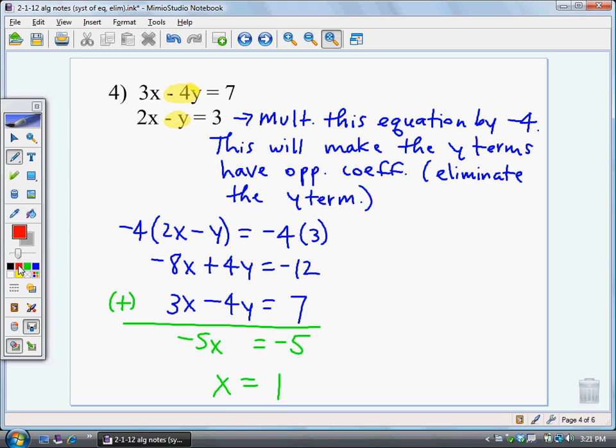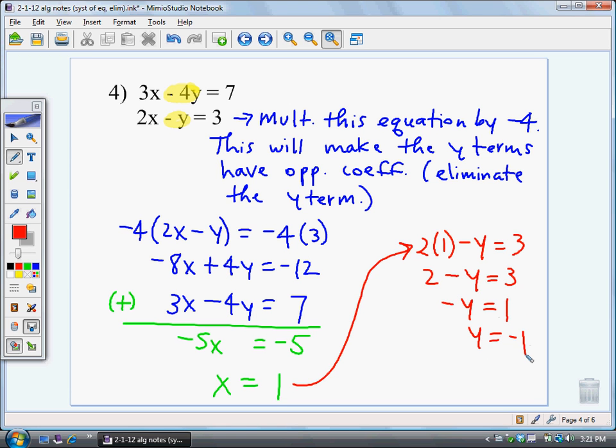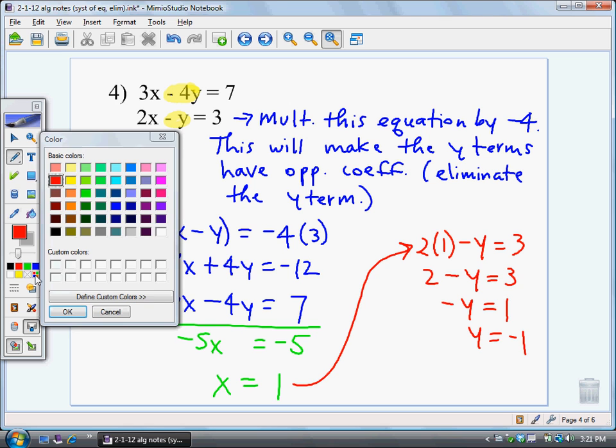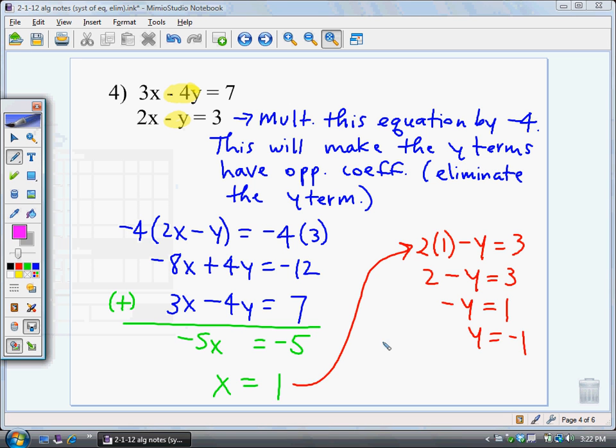Once I know what x is, I then find y. In this case it doesn't matter where you put it. You're going to end up with a -y, since both coefficients are negative here. So put 1 in for x. 2 times 1 minus y is equal to 3. So this is 2 minus y equals 3. Negative y is equal to 1. Therefore, y is negative 1. And then once you have that, you would check it. (1, -1).